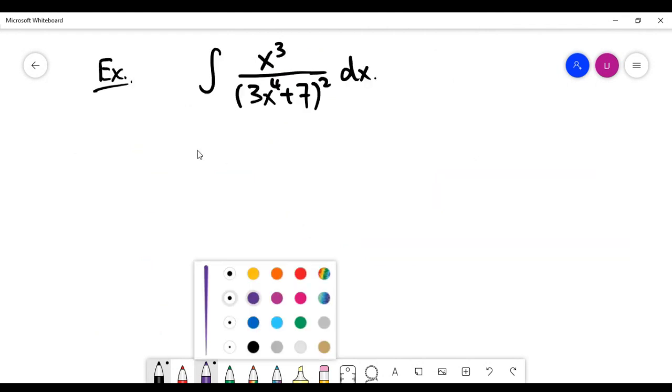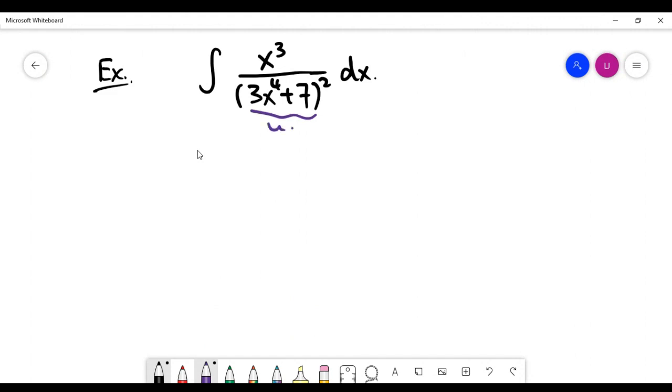Please look at the current problem here. It is quite difficult for all of us to deal with the integral of such a big fraction, and we can try our luck. Why not? If I let u be 3 times x to the power 4 plus 7, at least I can simplify the denominator. Now the denominator is u squared, and the remaining term is x cubed times dx.